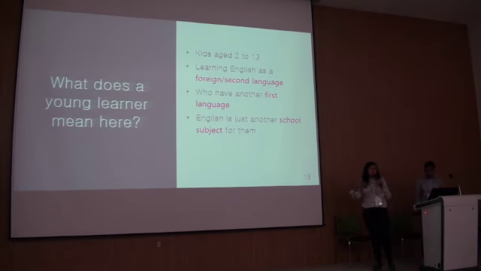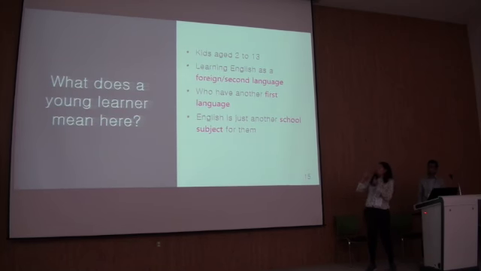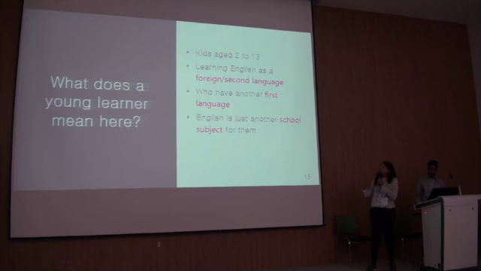When we talk about teaching English to young learners, we mean kids aged 2 to 13 years old, who are considered young learners, and kids that are learning English as a foreign or a second language. They have another first language, and English is just another school subject for them.